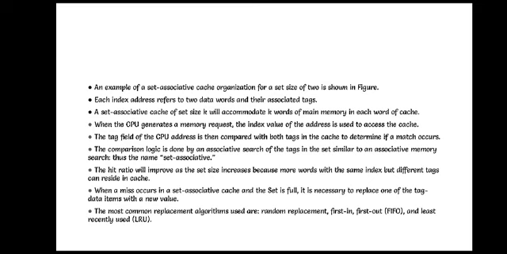The hit ratio will improve as the set size increases because more words with the same index but different tags can reside in cache. When a miss occurs in a set associative cache and the set is full, it is necessary to replace one of the tag data items with a new value. The most common replacement algorithms used are random replacement, first in first out, FIFO, and least recently used, LRU.